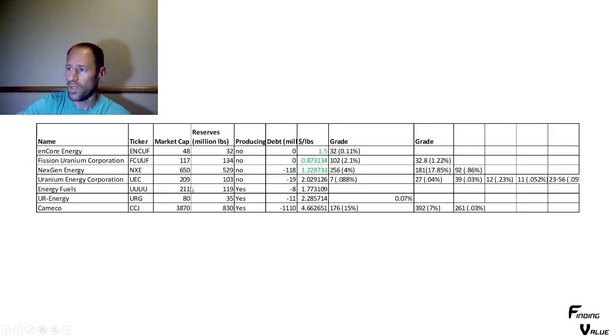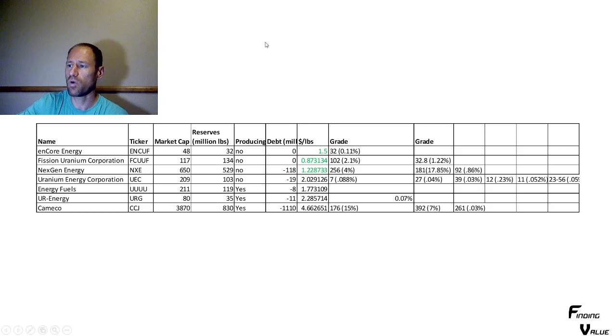So I've got the name, I've got market cap, reserves, if they're producing or not, how much debt they have. I've got dollars per pound, so that's market cap divided by the reserves that they have, and then the grades of the reserves. So I think this is all important to analyze.